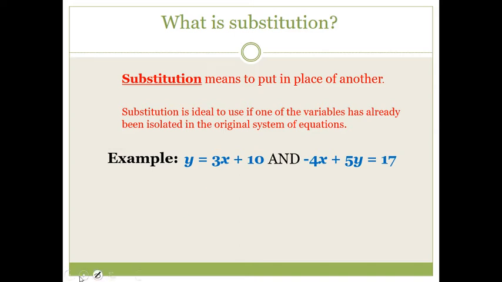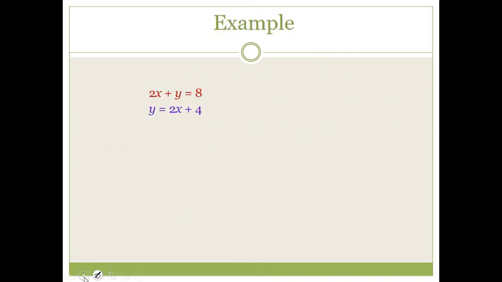Let's talk about how. So suppose I have this system of equations, 2x plus y equals 8, and y equals 2x plus 4. So my first equation here is written in standard form, but my second one, the one I have here in purple, is written in slope-intercept form, where we already have y isolated. It doesn't have to be y, it could be x being isolated, just as long as one of the variables in one of the equations is all by itself.